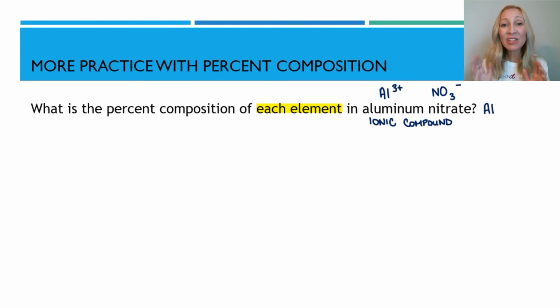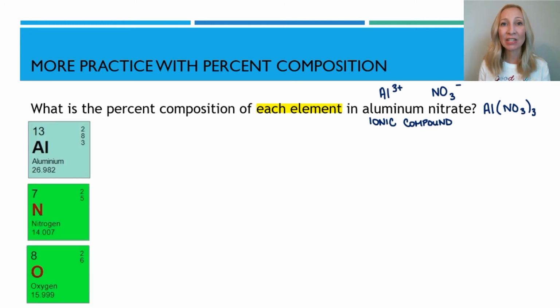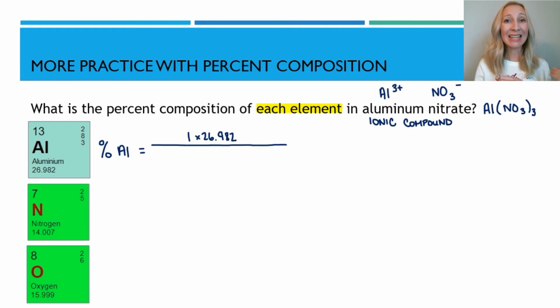So when we combine the two, we're going to need 3 nitrates. That's why I'm putting 3 after the parentheses, after the nitrate parentheses. So we have 1 aluminum, 3 nitrogens in this, and 9 oxygens in this formula. So let's first calculate out the percent of aluminum. So 1 aluminum atom has a mass of 26.982. That's our numerator. Our denominator is going to be this entire compound.